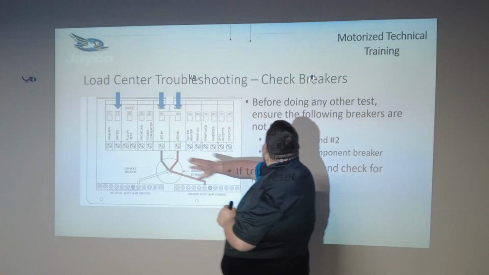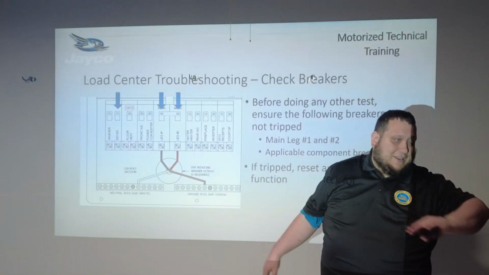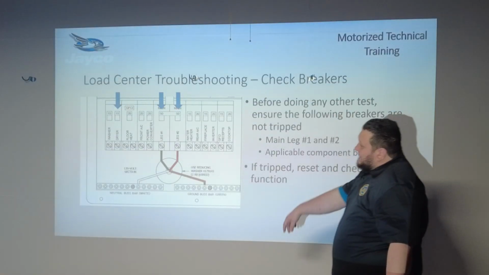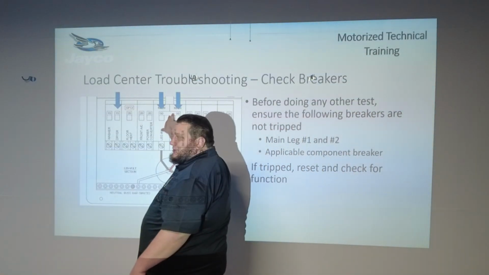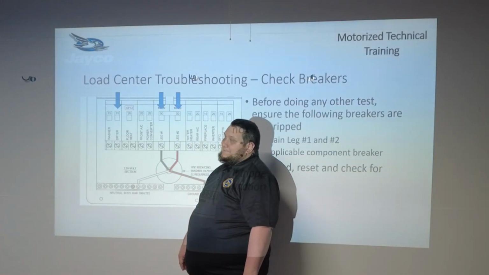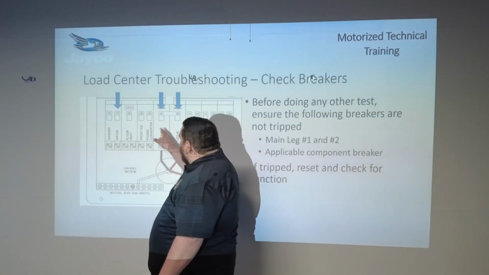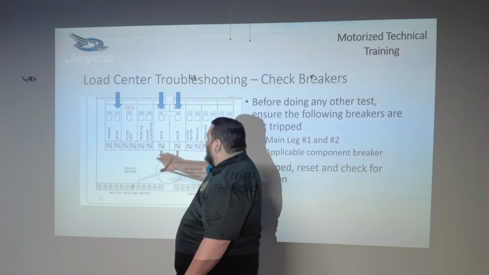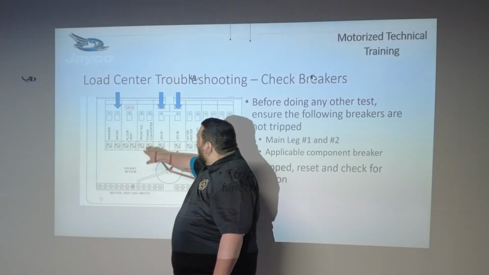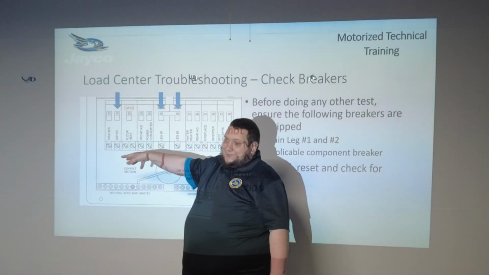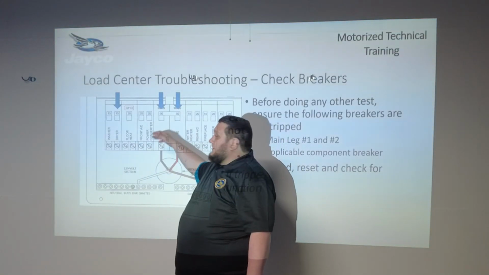So the first thing we're going to do before we do anything, before we break out any tools, before we get out multimeters, we're going to take a look at our main leg 1 and 2 breaker right here. This is tied together. Make sure it's not tripped. We're going to take a look at whatever, and this applies to any of these sources here. So you see we've got our washer dryer, we've got our air conditioner, we've got water heater, anything that you see labeled on there. Same procedure.